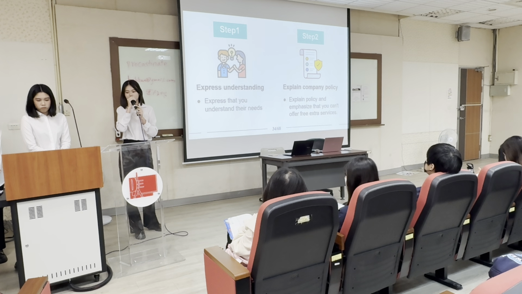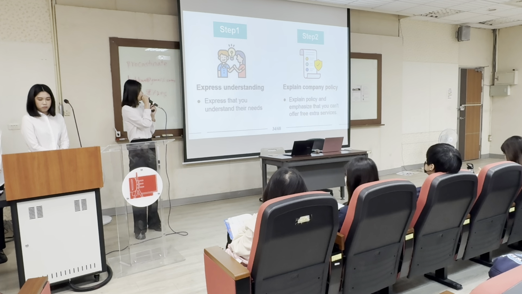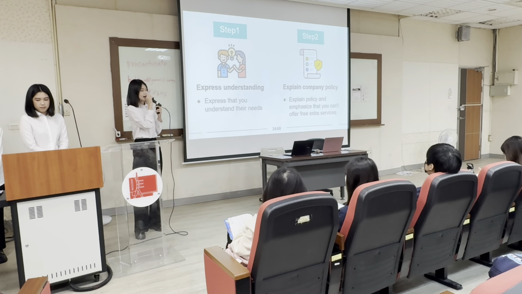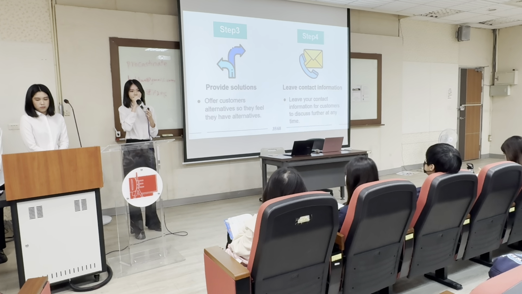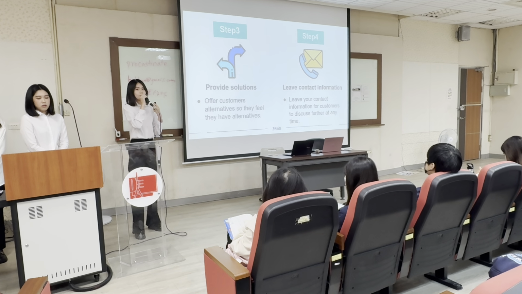The first one is express understanding, to make the clients know I understand their needs and what they want. Then explain the policy and tell them why I cannot do so, and explain the reason. The third one is provide a solution. We can offer the customers another service so that they feel they have alternatives. Then leave contact information to let them feel we are very willing to help them, and we can discuss further at any time.